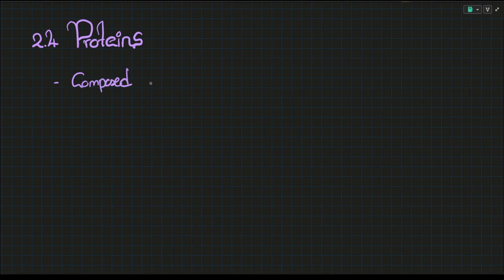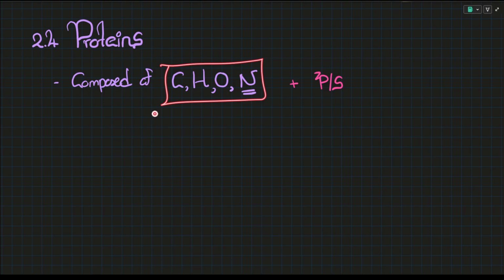Starting off with its composition, when it comes to proteins, we have the usual carbon, the usual hydrogen, the usual oxygen, and we have nitrogen. Plus, sometimes we can have phosphorus or sulfur in them, but they're not considered main constituent elements, whereas the CHON, carbon, hydrogen, oxygen, nitrogen elements are considered as being constituents of proteins.